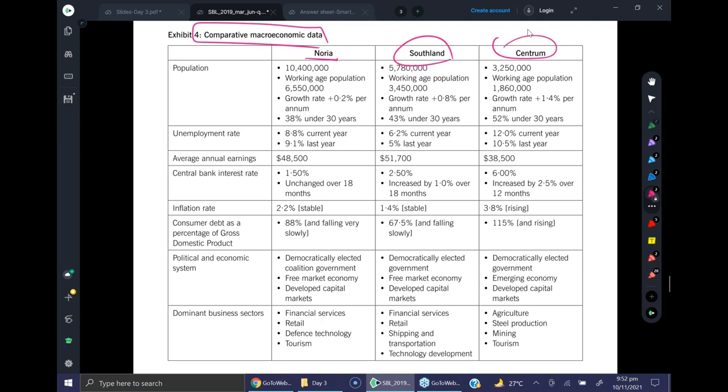I mean, there was a question where we have to compare Southland with Noria and discuss the factors which are better in Southland as compared to Noria. Question number two, part A, excellent. So we'll have to figure out the positive aspects as we discussed. So let's have a look at Southland and Noria specifically. I'm going to ignore Centrum. You can have a look at it later, because my main concern is highlighting the positive aspects of Southland and comparing it with Noria.